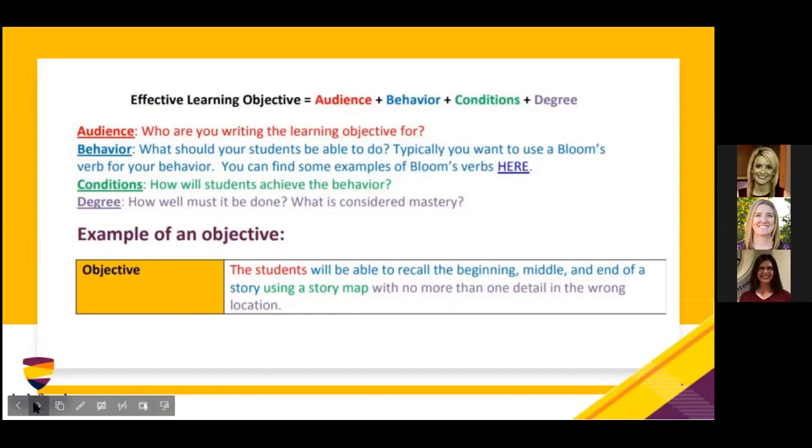So the audience is the students. What are they doing? Will be able to recall the beginning, middle, and end of a story. How are they doing that? Using a story map. And what degree? With no more than one detail in the wrong location.